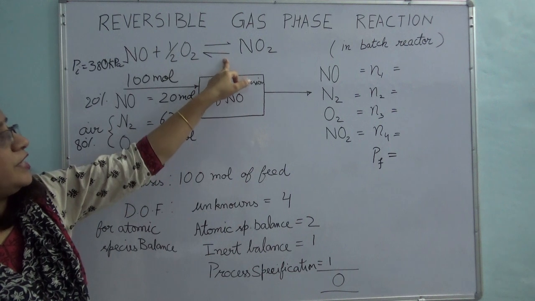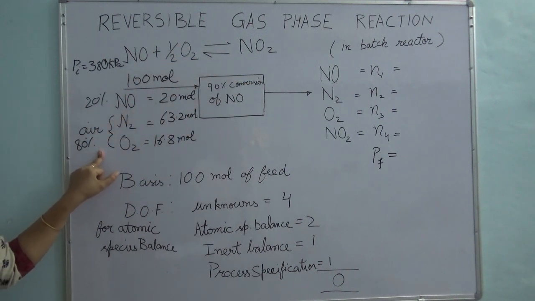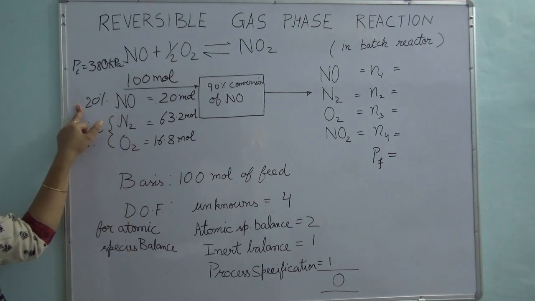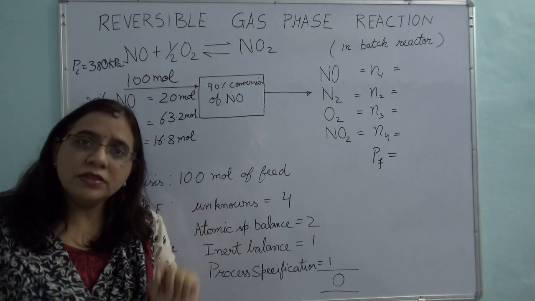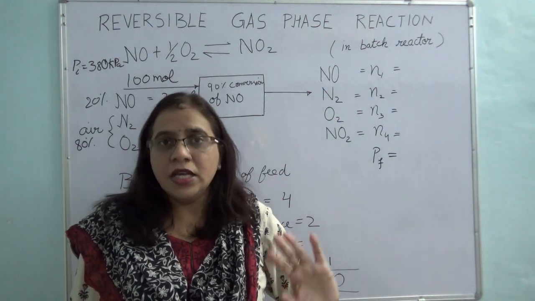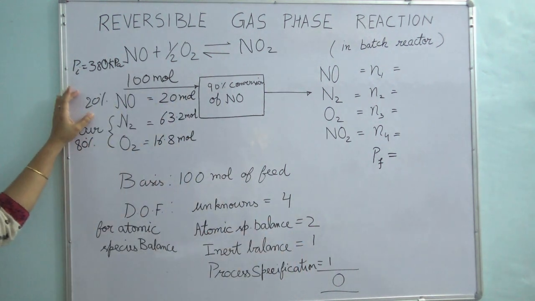This is a gas phase reaction. So NO is supplied and oxygen is supplied as air. Further, that problem says that the volume percent of NO is 20% and air is 80%. Since we have seen in the last video that volume percent and mole percent, or volume fraction and mole fraction, are one and the same thing, I can directly take these volume fractions as my mole fractions.